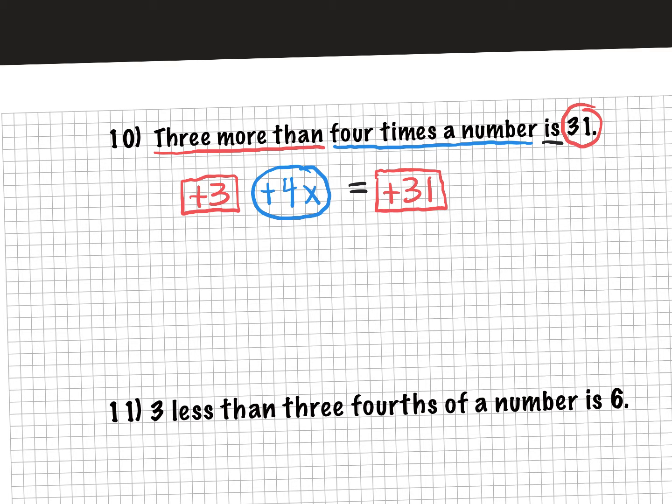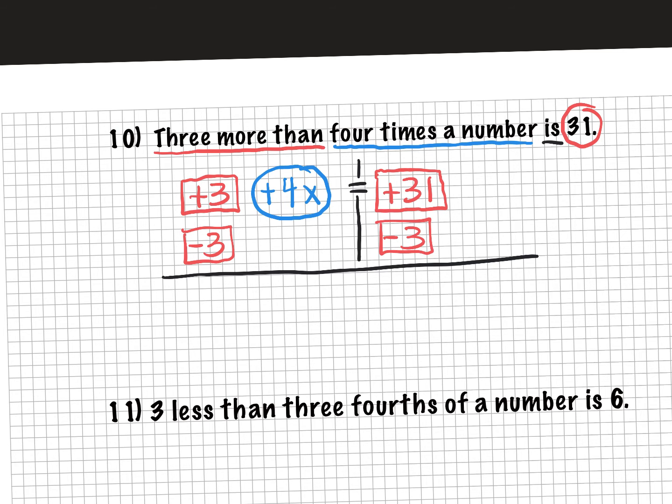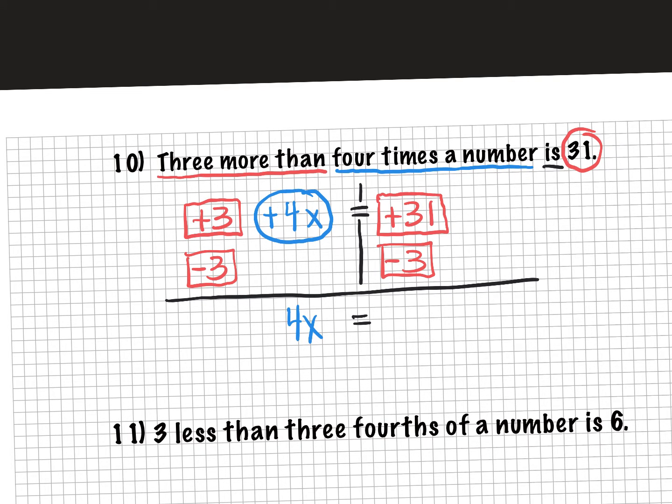Okay, if I put in my basketball court now, it looks like the 3 needs to go. So I'm going to use -3. It's really obvious because I put +3 that -3 is the one that needs to be used. So 4x equals 28. I'm going to divide by 4. Divide by 4. X equals 7.